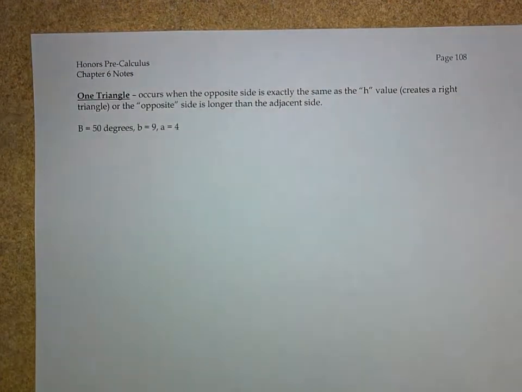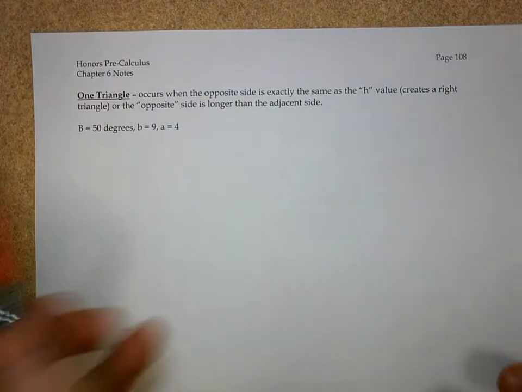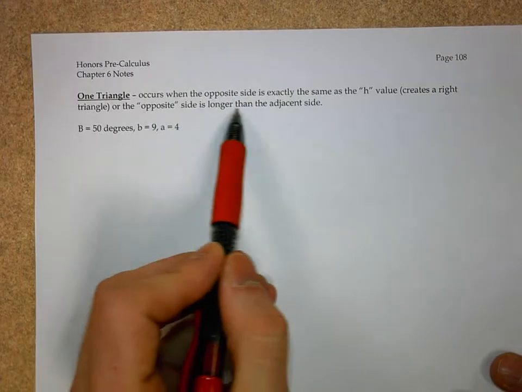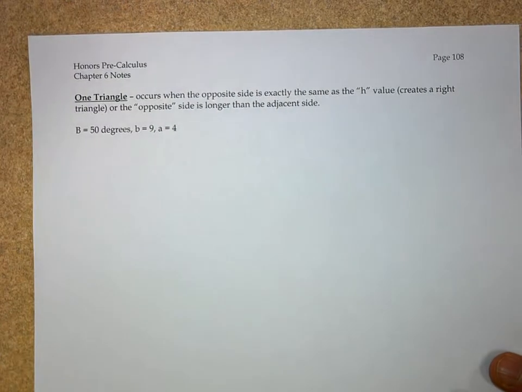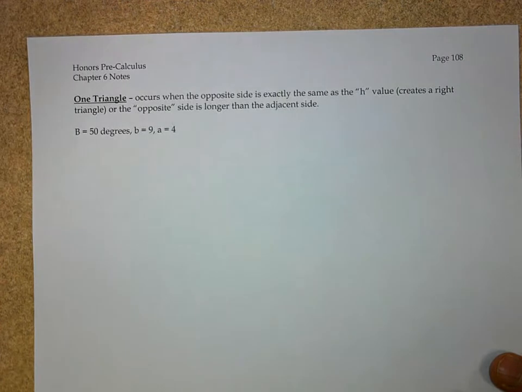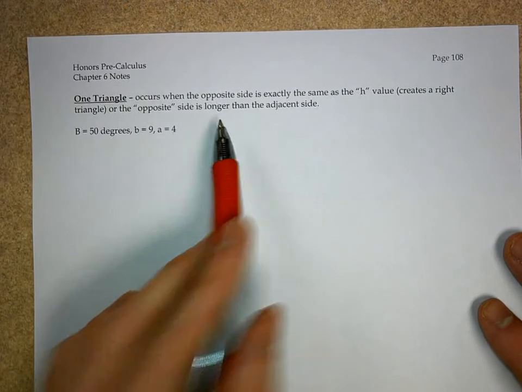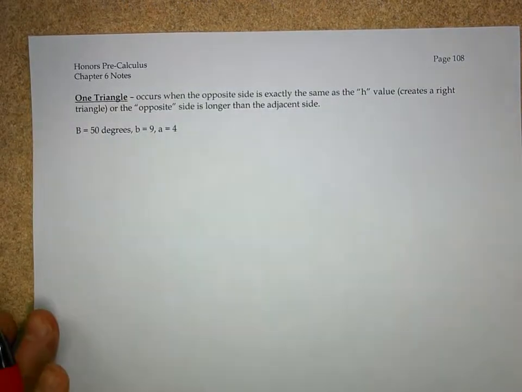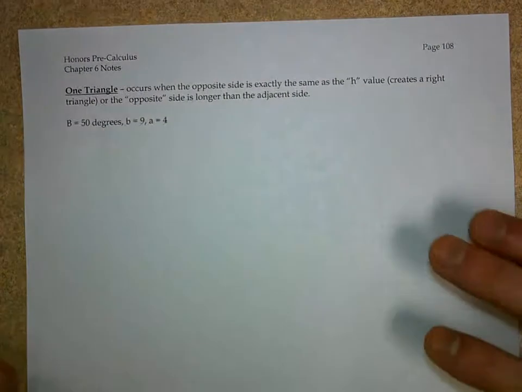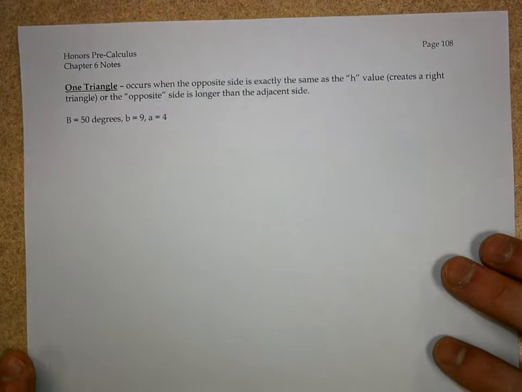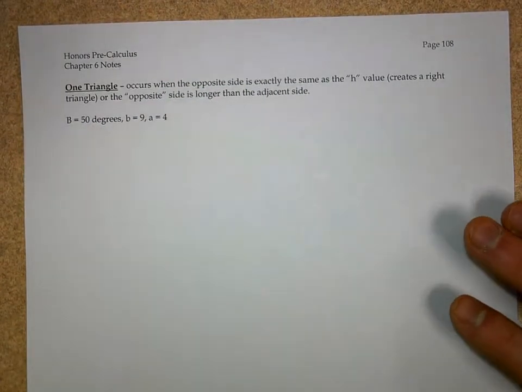The second situation is if h is long enough to create a triangle, but then the opposite side is longer than the adjacent side. When the opposite side was smaller than the adjacent side, we could fit two triangles. But if the opposite side is longer than the adjacent side, I can only go in the outward direction. So this last one's going to have one triangle, but let's look at how we come up with that.